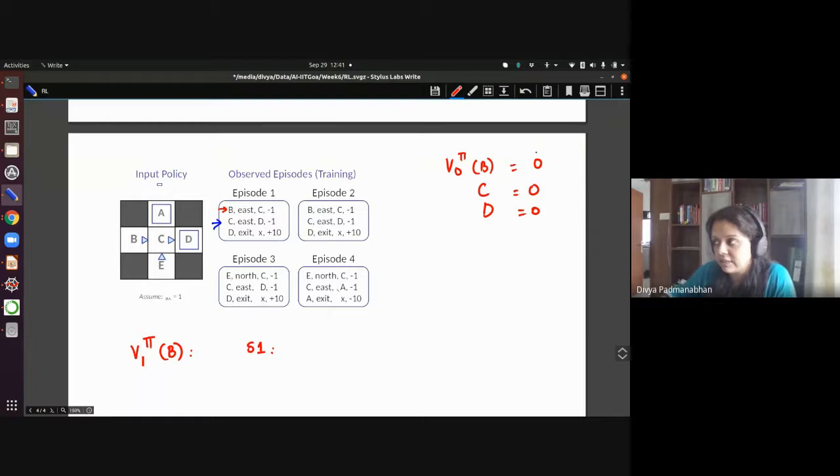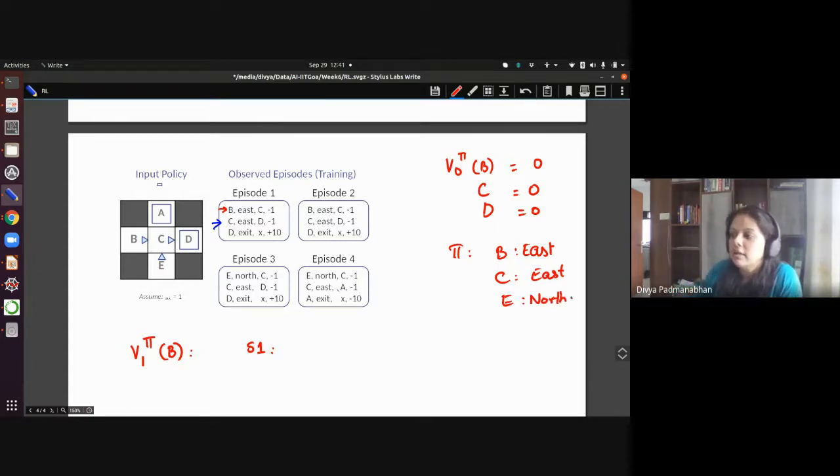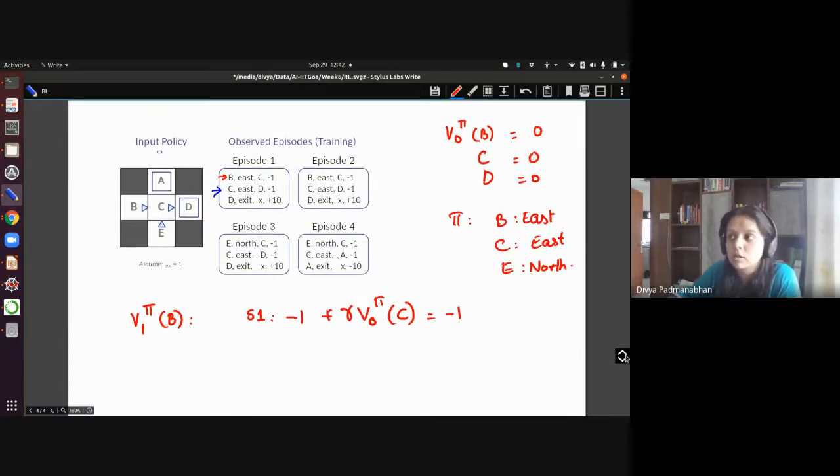The policy was fixed, right? The policy here is what you're trying to evaluate. So for B it's east, C is east, and E is north. I'm just writing it again so that it's more clear. The first sample is I got a reward of -1 plus gamma times v0 pi of c, right? So I went to c, and I'm going to use what I already know about c. v0 of c was 0. So I'm going to take my sample as -1.